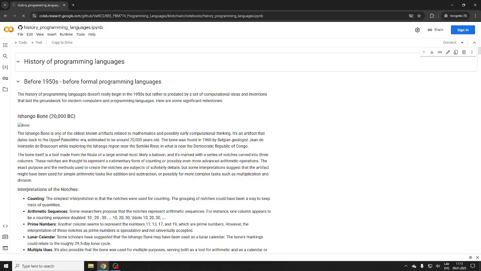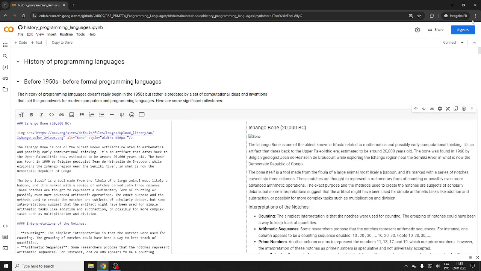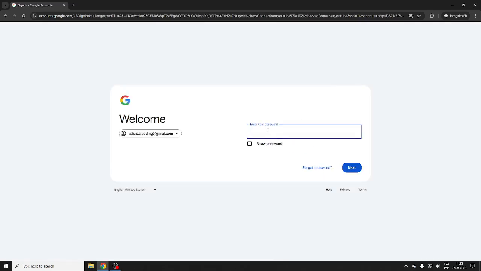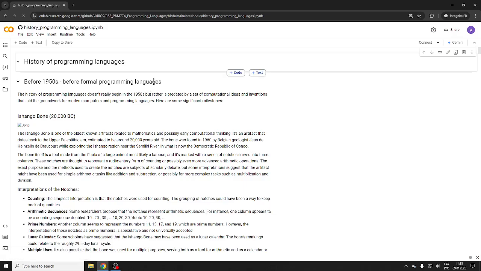And I see here the Ishango bone. So this is a history notebook. We'll go way back, down to 20,000 BC. Let me get a new hyperlink here. Let me sign in first, so I can maybe run some code. I don't think I'll have any code today, but just in case. Okay, so we'll make a connection.